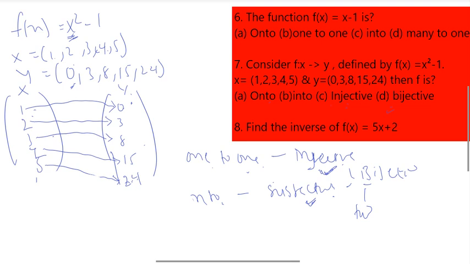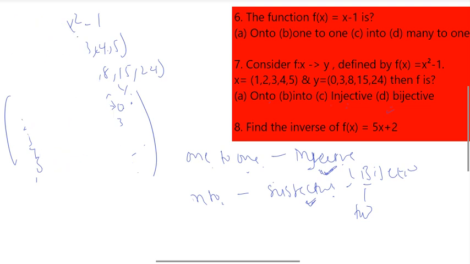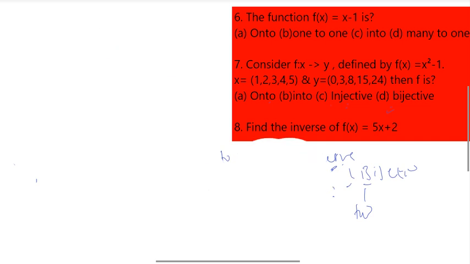Alright, so let's do question 8. Question 8. I thought I copied 10 questions. I don't know. But this is what I'm going to answer.